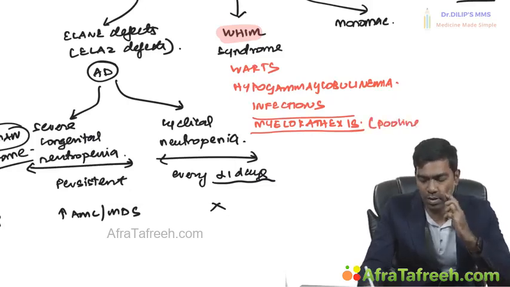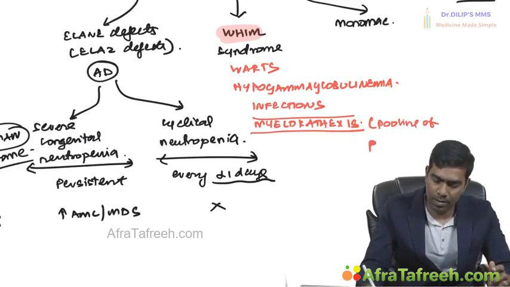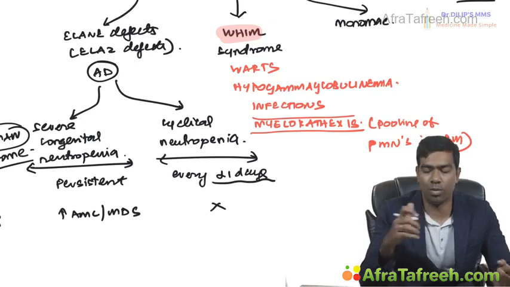Pooling of neutrophils in the bone marrow. They are not released into the circulation at all, which means the neutrophil production is normal, but they cannot come out. It is different from lazy leukocyte syndrome, where there is also pooling of the neutrophils in the bone marrow, but there the problem is the chemotaxis defect. Here there is no problem with the chemotaxis. Here the neutrophils rather get strongly bound to the bone marrow.